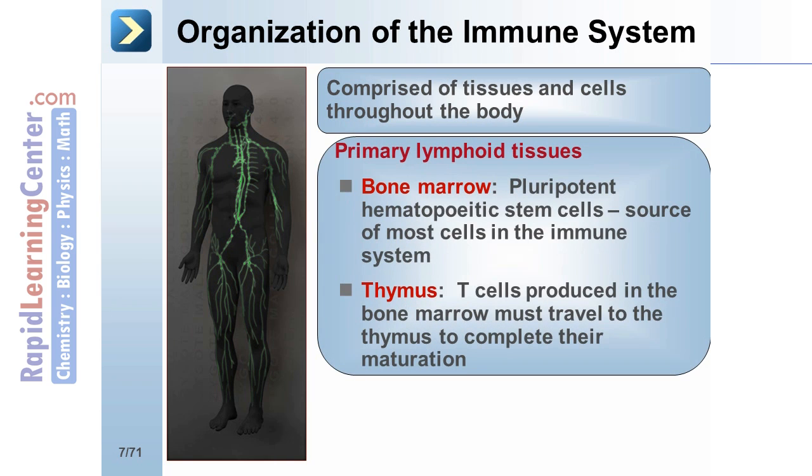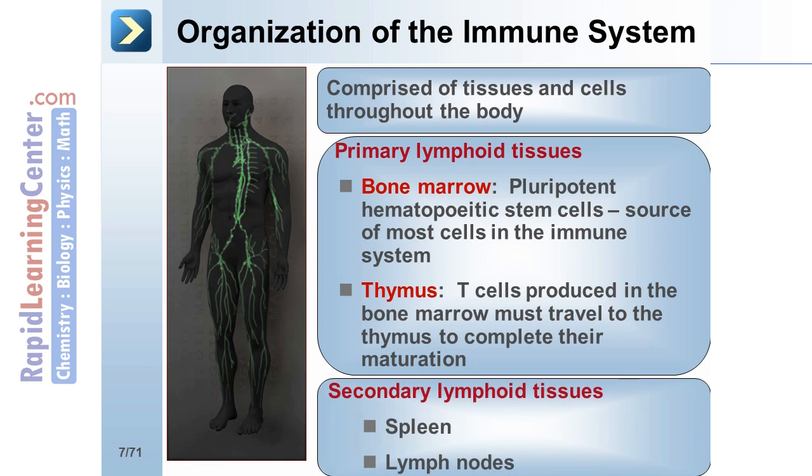The tissues are organized into primary lymphoid tissues, such as the bone marrow and thymus, that contain lymphoid progenitor cells and are involved in lymphoid cell production and development. There are also secondary lymphoid tissues, such as the spleen and lymph nodes, which play a role in lymphocyte homing, antigen presentation, and acquired immune response.